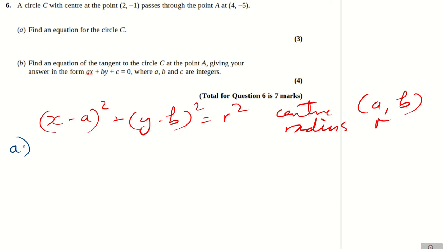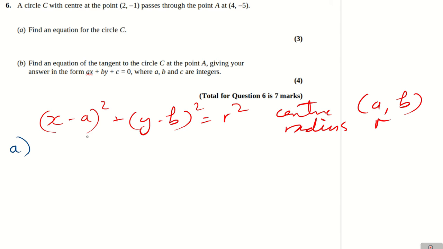Right, so we need the equation of the circle C. We are told what the centre is, and we're told a point that the circle goes through. Or in other words, we're told that the point A, (4, -5), is on the circumference of the circle. Because actually the equation of the circle is really the equation of the line that is the circumference of the circle.